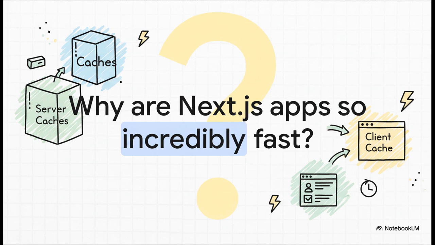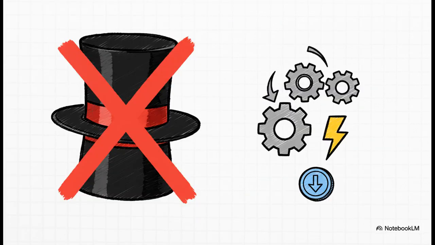You click a link in a really well-built Next.js app, and bam, the next page is just there. It's almost before you've even lifted your finger. It feels like straight-up magic. But what's really going on under the hood? Well, spoiler alert, it's not magic.